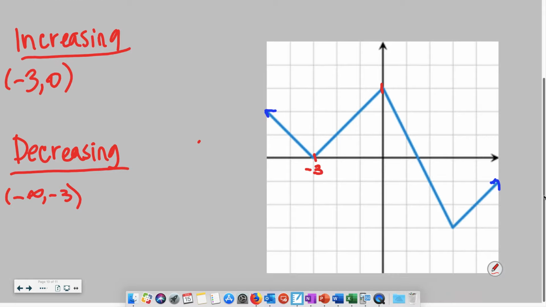Then we switch again, and from left to right we're falling, and we fall all the way until here, right? X equals 3. So I'm decreasing from 0 until 3. And then we switch again, right? And we'll talk about minimums and maximums Monday. Okay. We switch again, so now we're rising forever. So we're increasing from 3 until forever. So 3 until infinity.